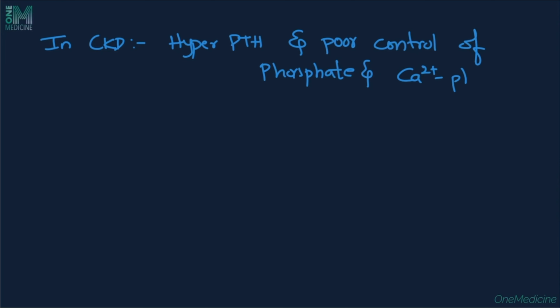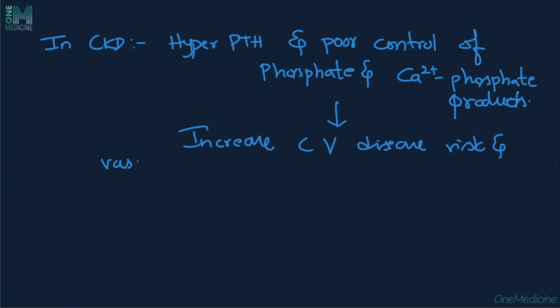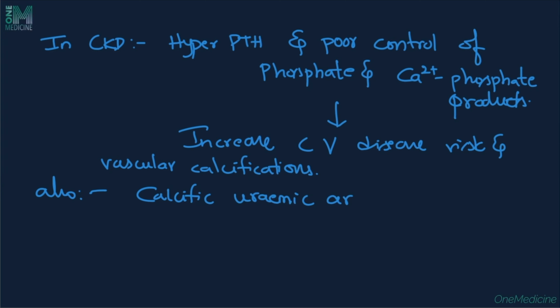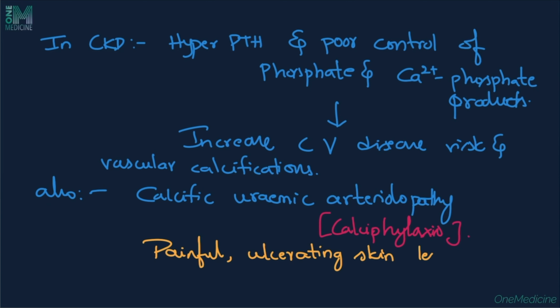In chronic kidney disease, hyperparathyroidism along with poor control of serum phosphate and calcium phosphate products are associated with increased cardiovascular disease risk and vascular calcification. These are also risk factors for development of calcific uremic arteriolopathy or calciphylaxis, which is a painful ulcerating skin condition which carries a high mortality.